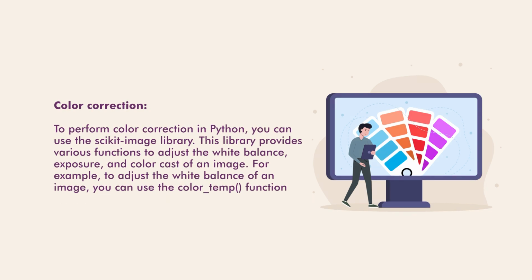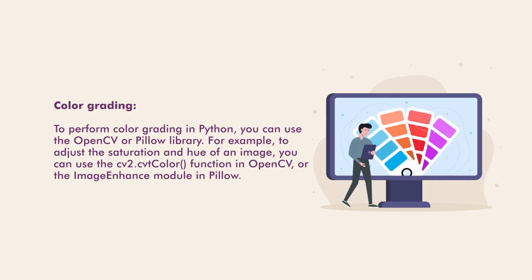Next one is color correction method. To perform color correction in Python, you can use the scikit-image library. This library provides various functions to adjust the white balance, exposure, and color cast of an image. For example, to adjust the white balance of an image, you can use the color temperature function. So, next one is color grading. To perform color grading in Python, you can use the OpenCV or Pillow library. For example, to adjust the saturation and hue of an image, you can use the cv2.cvtColor function in OpenCV or the ImageEnhance module in Pillow.